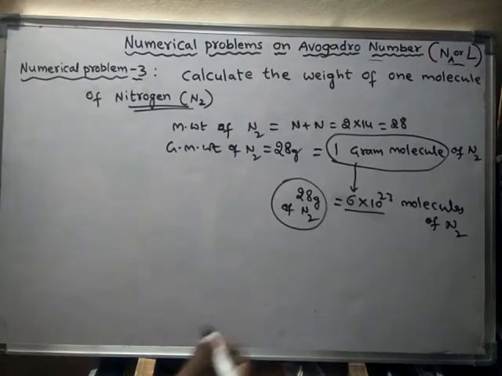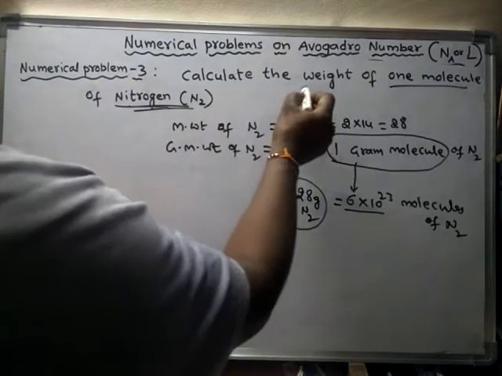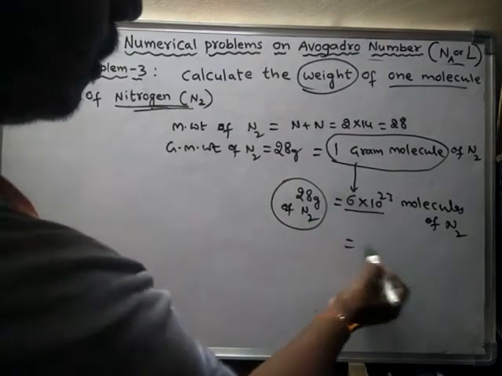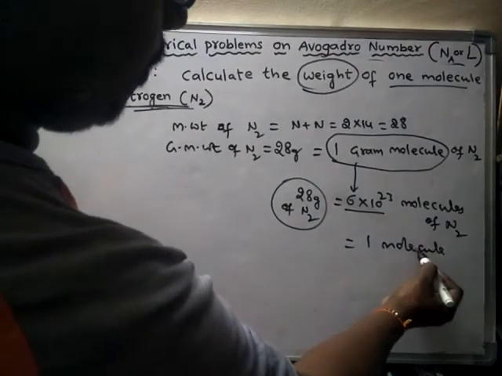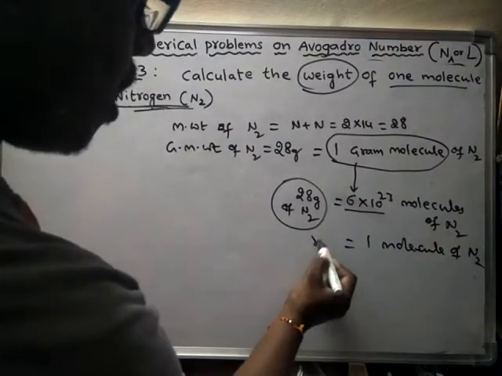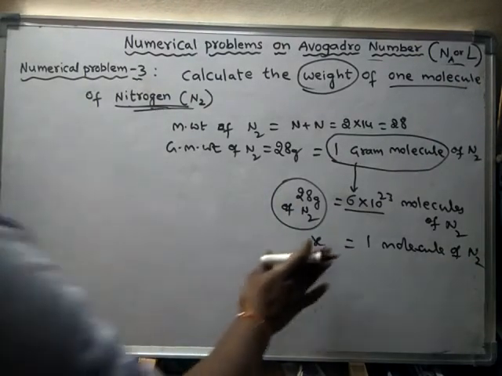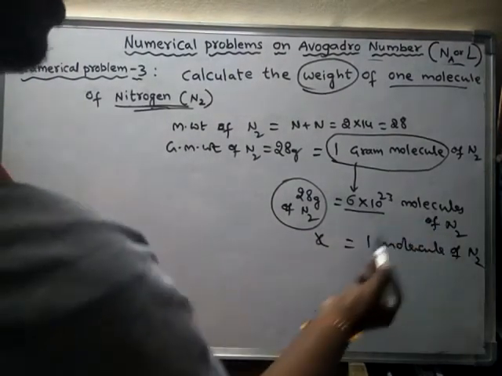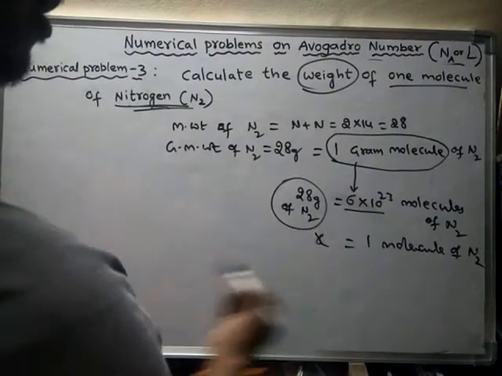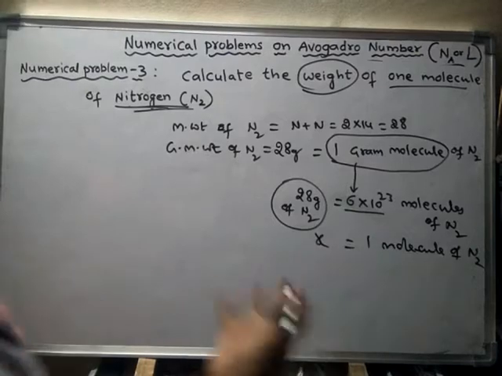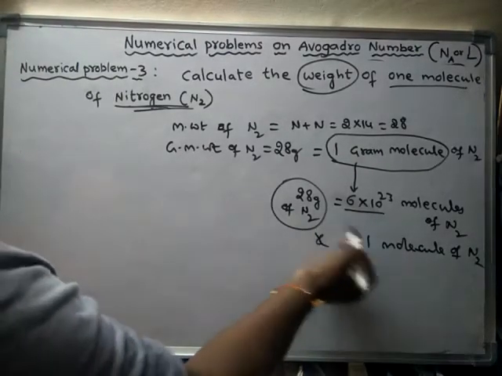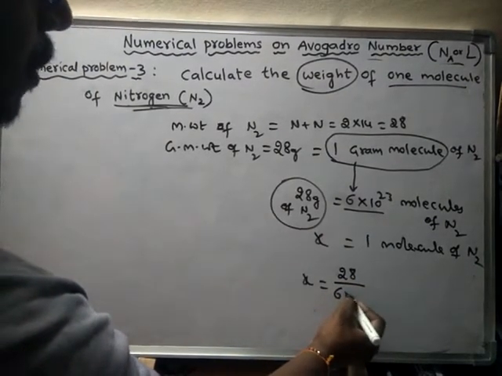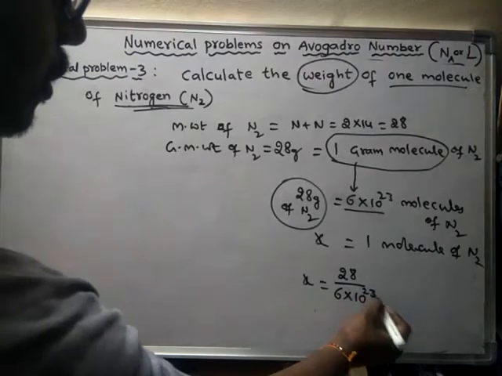So the question is, 1 molecule of nitrogen weighs how much? If these many molecules of nitrogen weigh 28 grams, then one molecule of nitrogen weighs how many grams? Let us consider it as X grams. Upon cross multiplying, the X value will be equal to 28 by 6 into 10 to the power of 23.